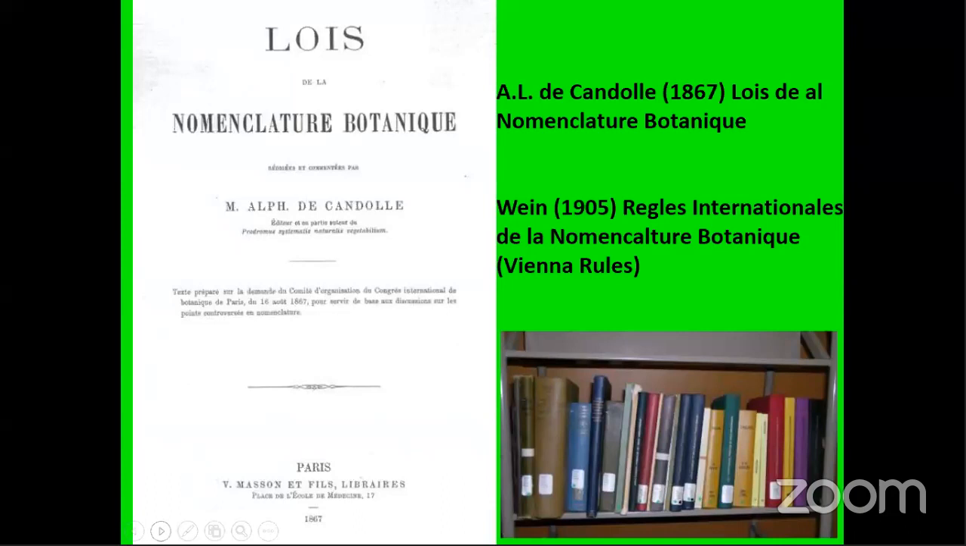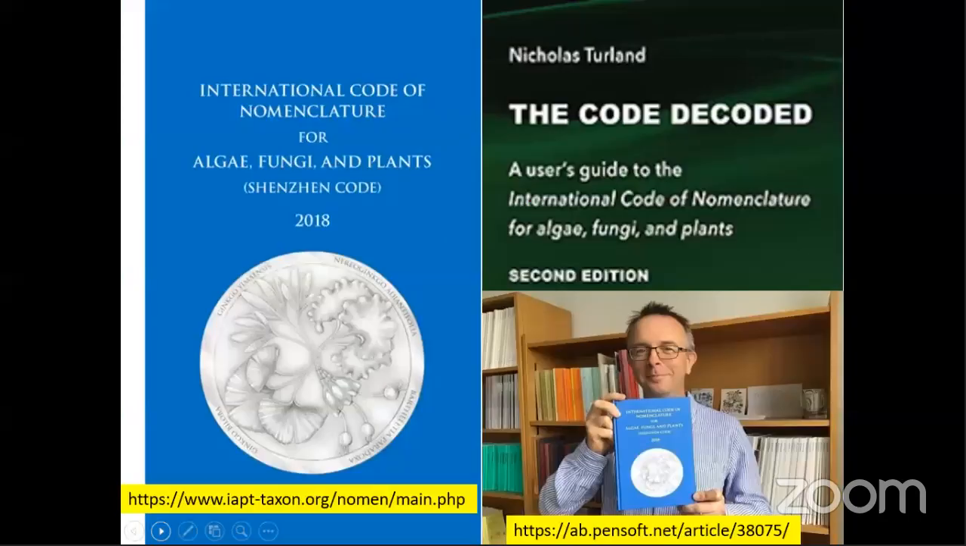So now we are on the ICN, the code decoded. Maybe next slide. The user guide to the International Code of Nomenclature for algae, fungi and plants was published in January 2018, and again the explained code has been published as The Code Decoded by Nicholas Turland. It is a user guide to the ICN, and it is available freely on the website. Also, I have given the website.